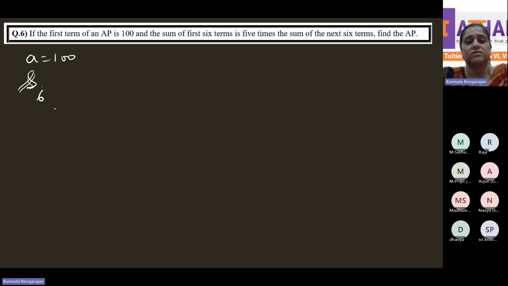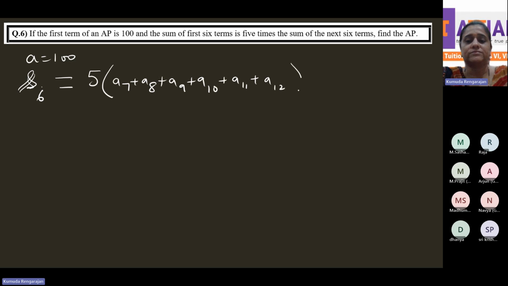The first 6 terms is S6, which is 5 times the sum of the next 6 terms. So first 6, next 6. The next 6 will be from A7: A7 plus A8 plus A9 plus A10 plus A11 plus A12. We can do this in 2 different ways, children. This is one method. The sum of the first 6 terms is equal to 5 times the sum of the next 6 terms, A7, 8, 9, 10, 11, 12.